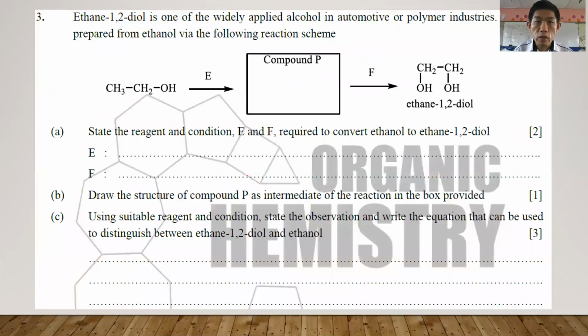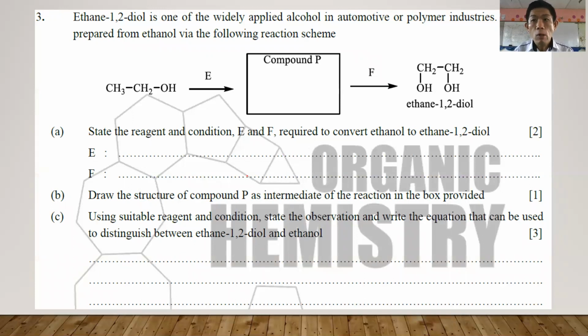Ethane 1,2-diol is one of the widely applied alcohols in the automotive and polymer industry. It can be prepared from ethanol via the following reaction scheme. So ethanol reacts with E to form compound P, and then you react with substance F to form ethane 1,2-diol. State the reagent conditions E and F required to convert ethanol to ethane 1,2-diol. Now it might seem pretty easy because some of the students thought, oh, just simply add 1 OH. So how are you going to add the OH in here?